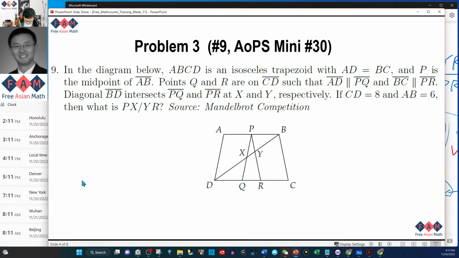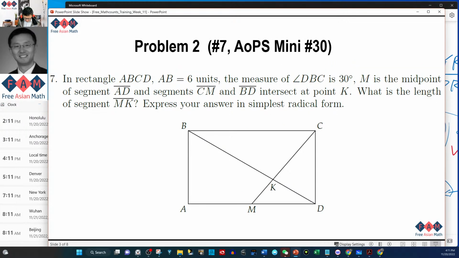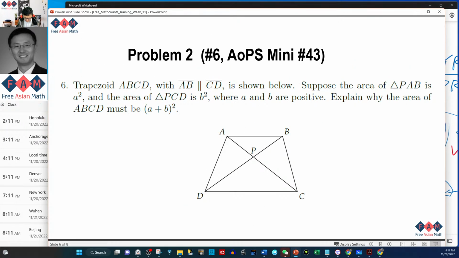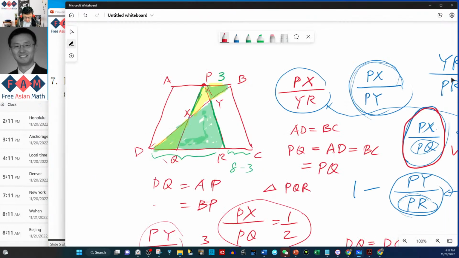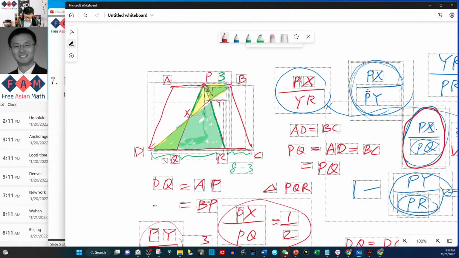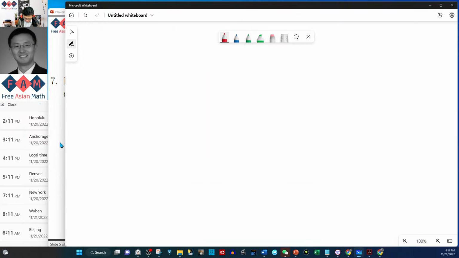Okay, next problem. How many problems do we have? 1, 2, 3, 4. Yeah, this is okay. This is an important problem. Looks like we are proceeding a little bit slower than I wanted, but that's okay.